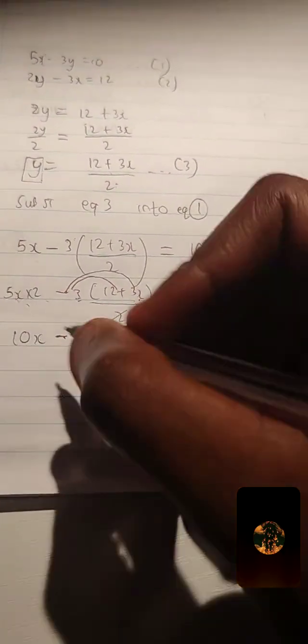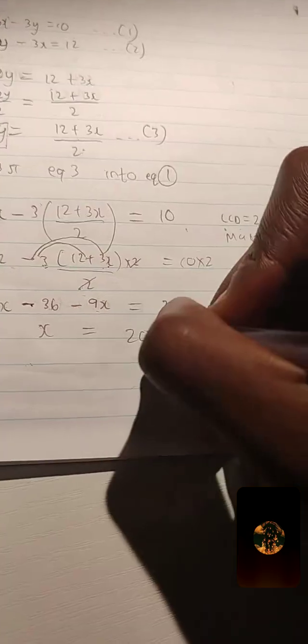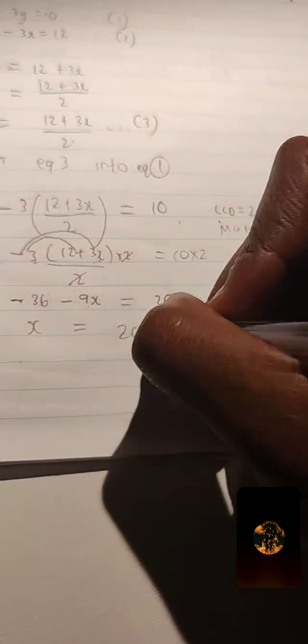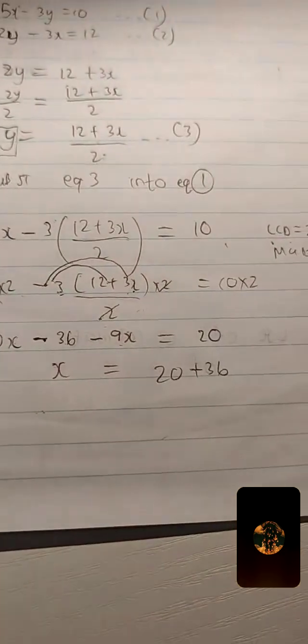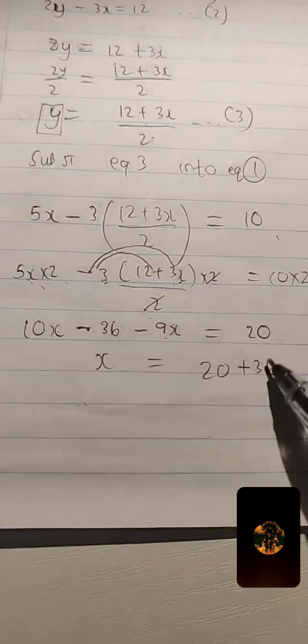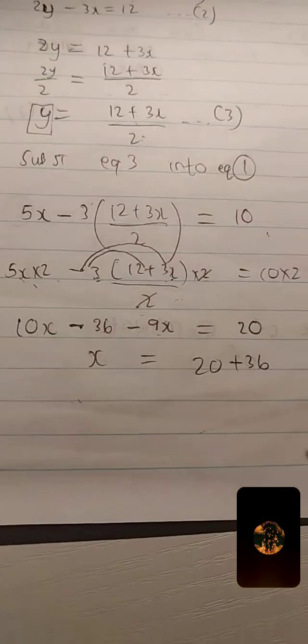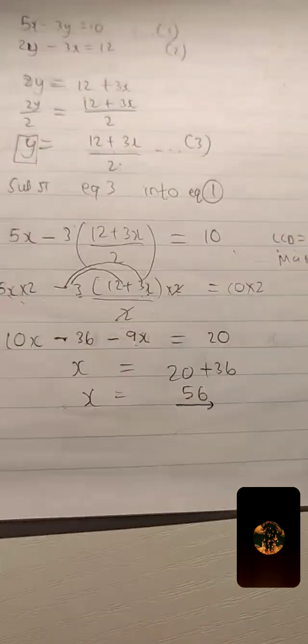Then 10x minus 9x is x. I transpose the 36, becomes plus 36. Let's not forget to change the sign when we transpose terms, my dear friend. We get x is equal to 56.